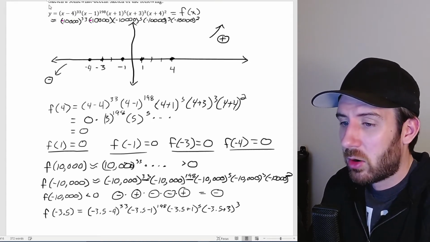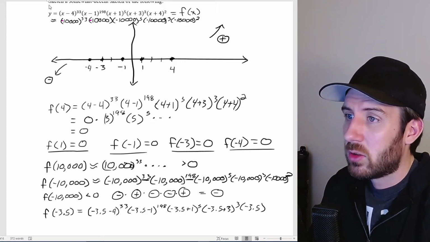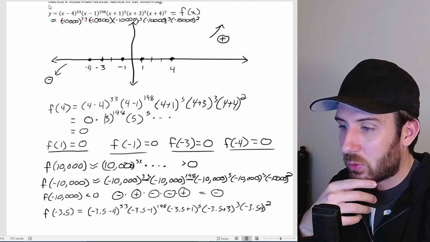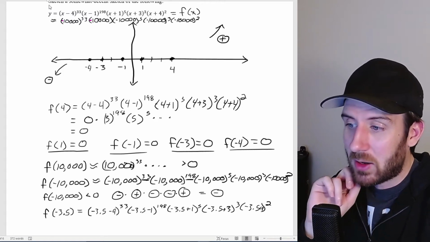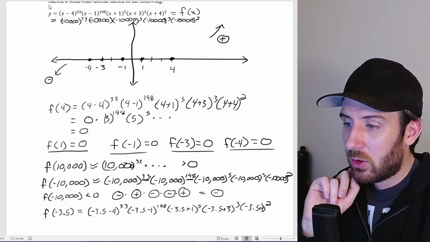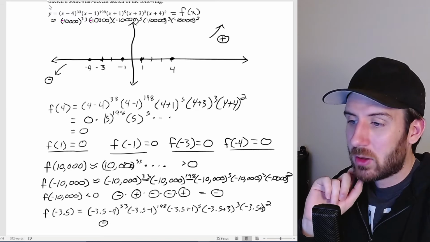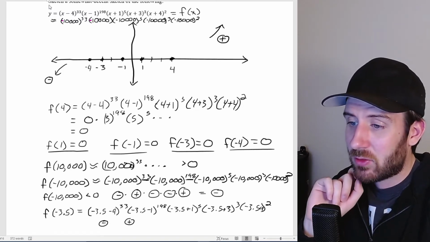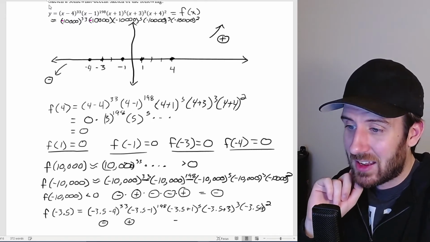Plus 3 to the 3rd, and negative 3.5 plus 4 to the 2nd. Okay, so let's go through here and find our negatives. We've got a negative minus a number, which is still going to be negative. So a negative to an odd power would be negative. Next one would be a negative number to an even power, which would be positive. And then I've got negative 3.5 plus 1, a negative number to an odd power, which would be negative.